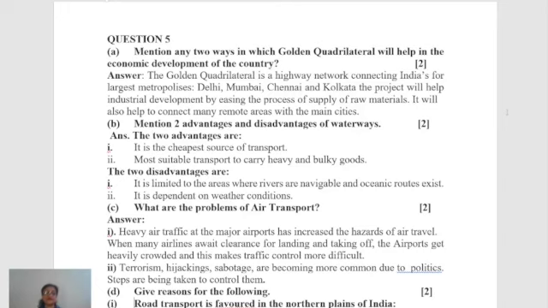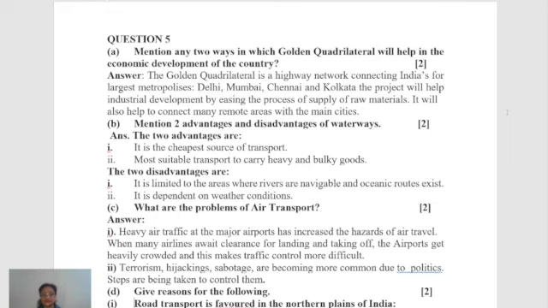Then next, mention two advantages and disadvantages of waterways. Let's see the two advantages. It is the cheapest source of transport. One more thing is that it is the most suitable transport to carry heavy and bulky goods. As compared to any other means of transport, waterways is the best one, especially for bulky goods, right? And that's why waterways is used for carrying all the minerals and raw materials from one place to the other, right?